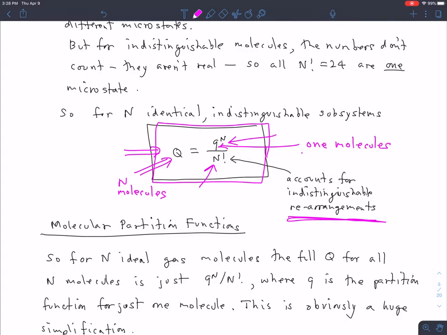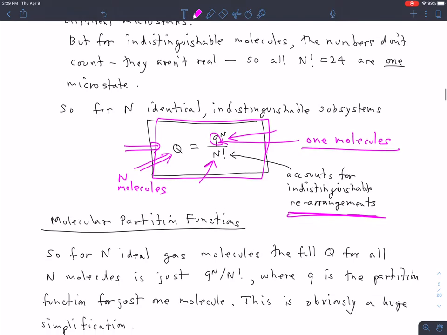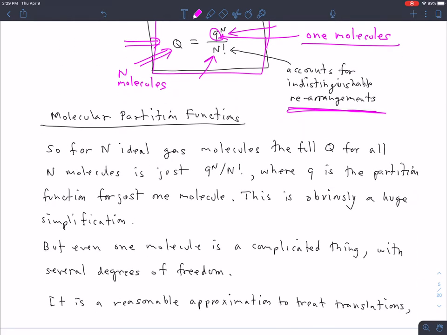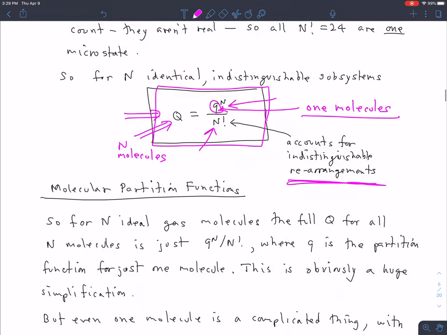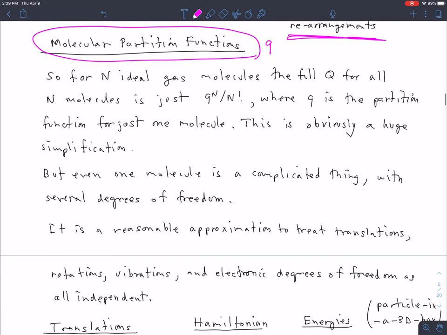We've made a lot of progress. We've broken things down from having to deal with Avogadro's number of molecules to having to deal with just one molecule. We just need to get that little Q for one molecule now instead of getting everything for the whole thing. So let's now talk about these. That little Q is called a molecular partition function. And let's talk about those.